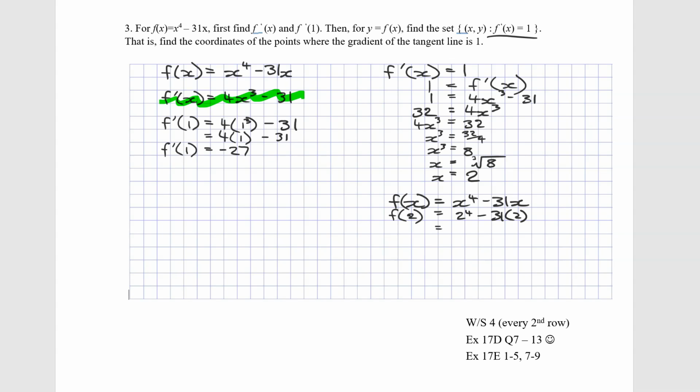Perfect. And then 2 to the power of 3 is 8, so 2 to the power of 4 must be 16. And then 31 times 2 must be 62. And 16 minus 62 just happens to be -46. So when x equals 2, then f(x) equals -46. So what we can say is that the coordinates (2, -46) correspond to the slope f'(x) when it equals 1, like so.